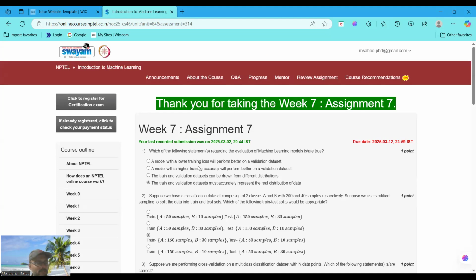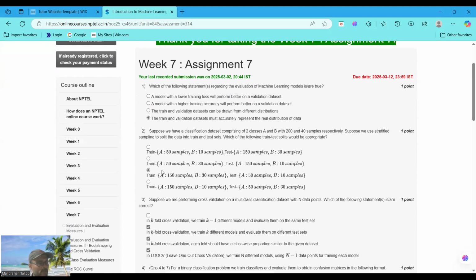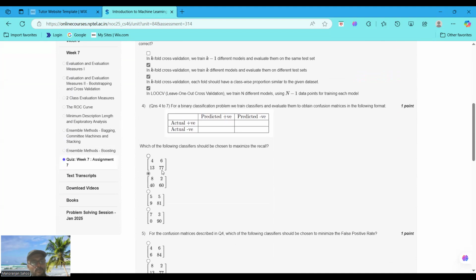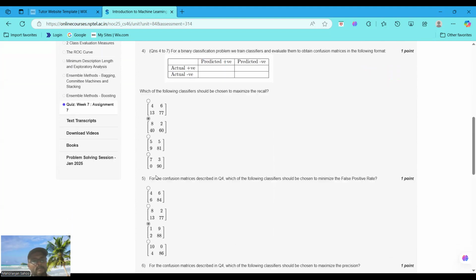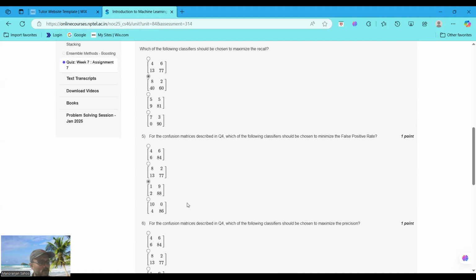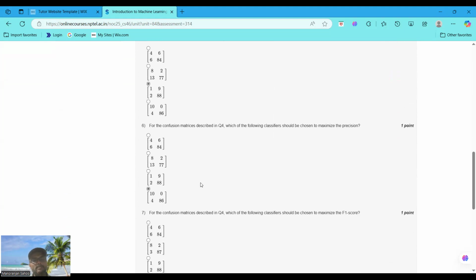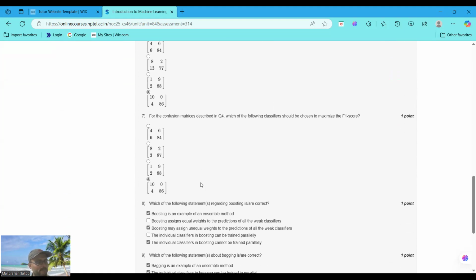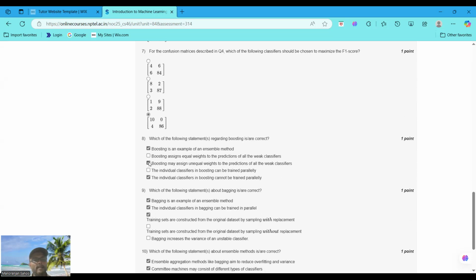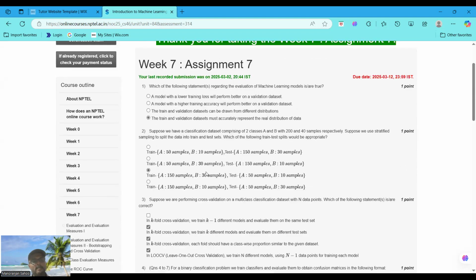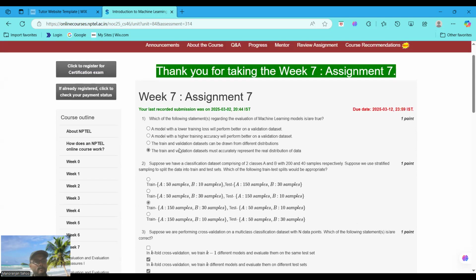Question number 1, we choose option D. Question number 2, option C. Question number 3, options B, C, D. Question number 4, option B. Question number 5, option C. Question number 6, option D. Question number 7, we also choose option D. Question number 8, options A, C and E. Question number 9, options A, B, C. And the last, A, B and D. Okay, we explained the details of the 10 questions.